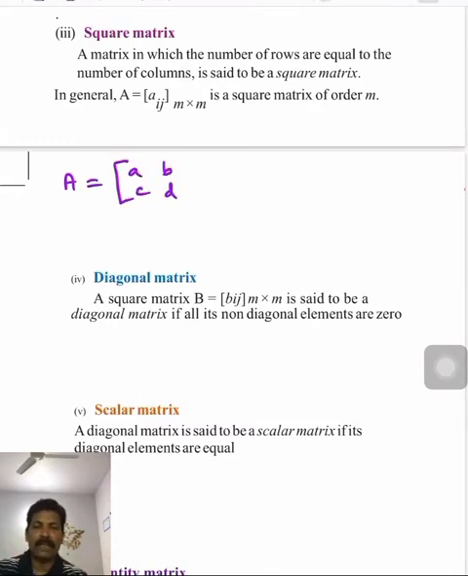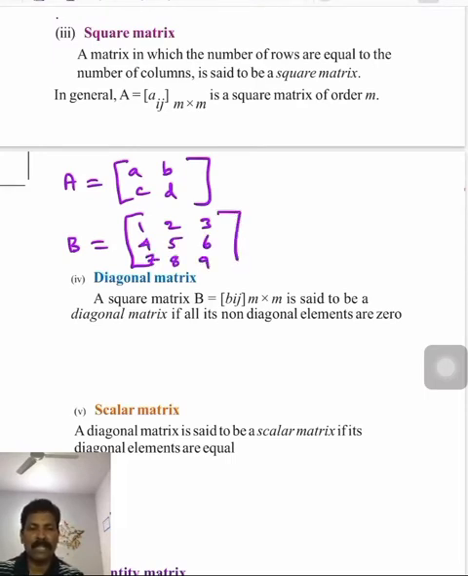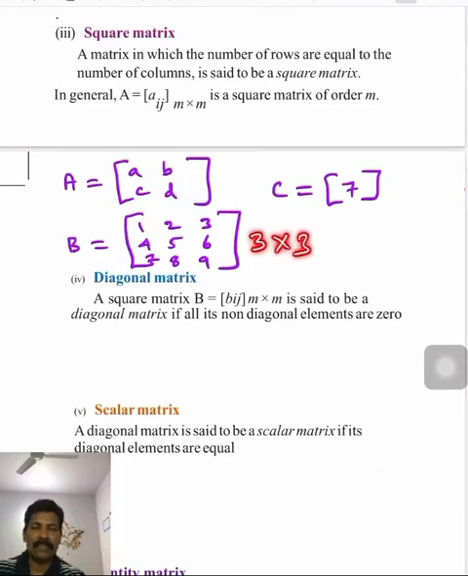Example, capital A is equal to [A, B; C, D]. This is a 2 by 2 matrix and it is a square matrix because there are 2 rows and 2 columns, the number of rows and the number of columns are equal. Another one is capital V is equal to 1, 2, 3, 4, 5, 6, 7, 8, 9. That's of order 3 by 3. And the most interesting, the least possible order of a square matrix is 1 by 1. Capital C is equal to the matrix [7]. So this is a 3 by 3 and this is 1 by 1, the least possible case of a square matrix.